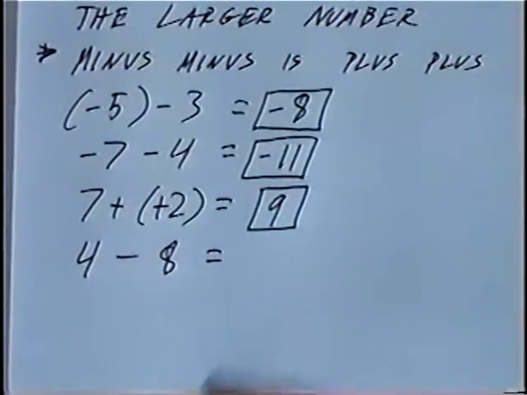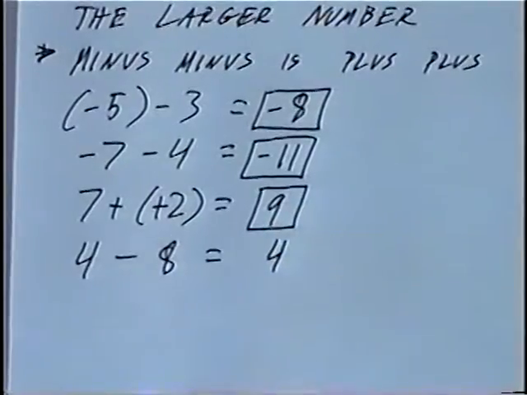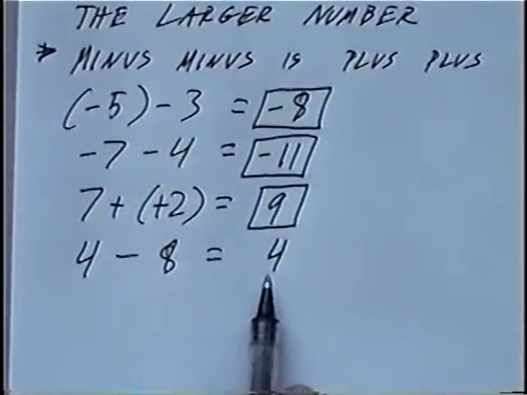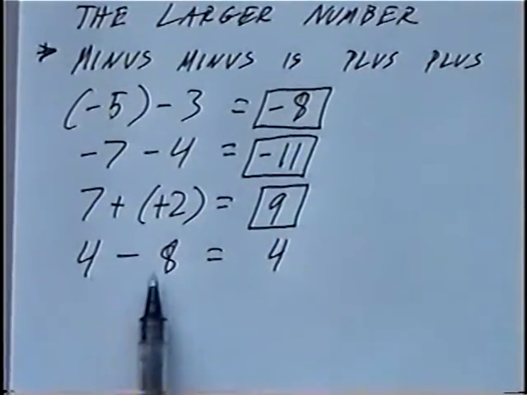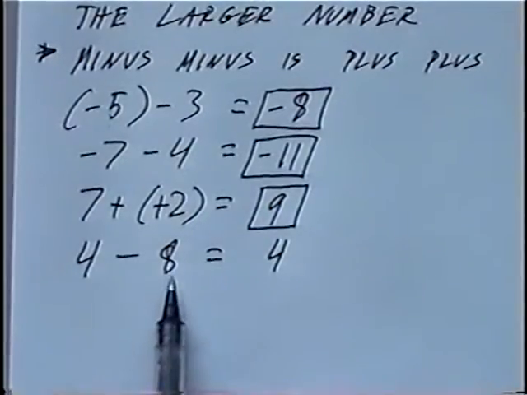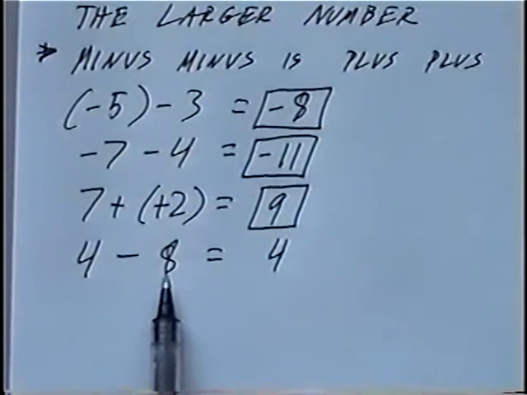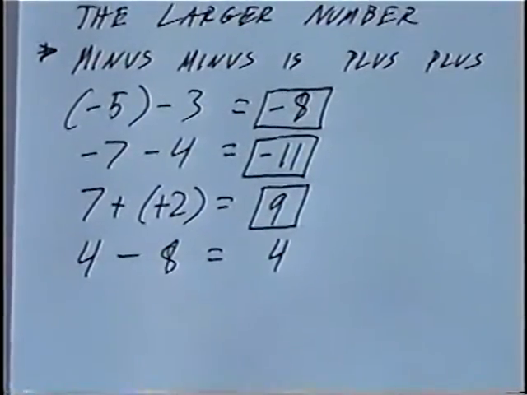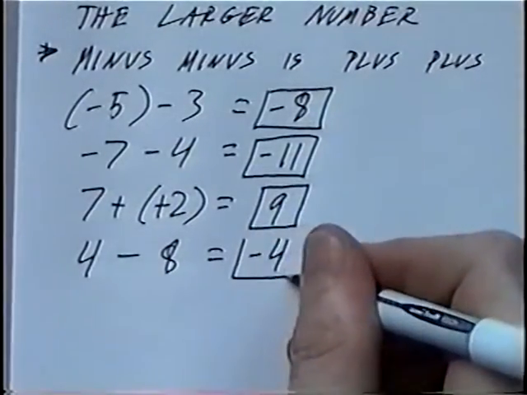So 8 minus 4 would be 4. And to determine if it's positive or negative, you look at the bigger number without the positive or negative signs. 8's bigger, and the sign in front of that negative tells us our answer is negative.